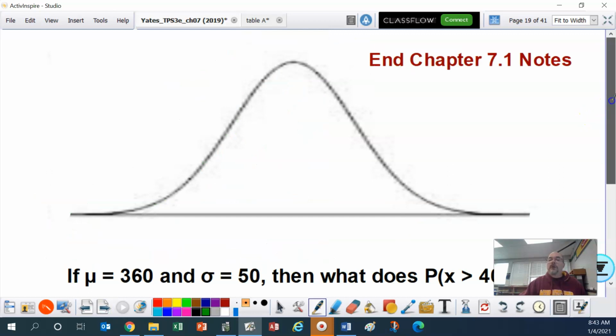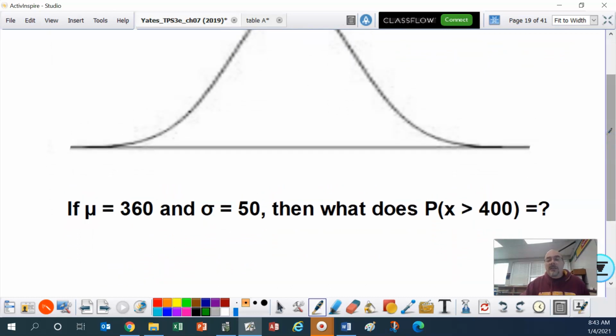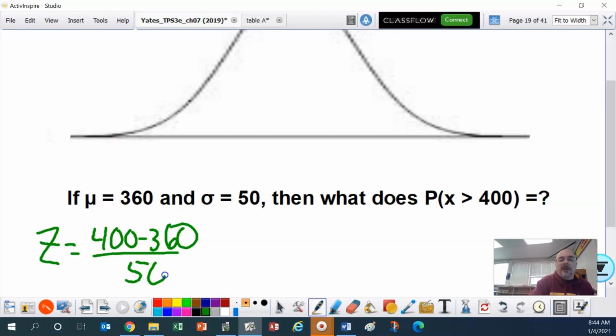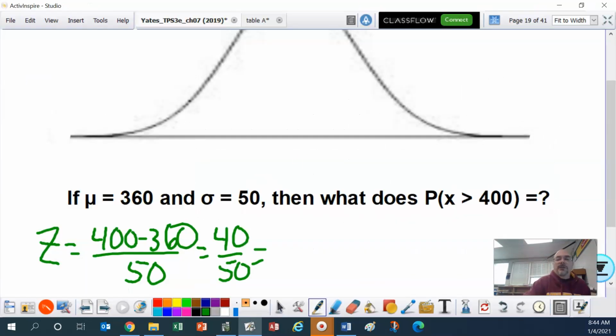Oh, we're going to end with this one. So, end of chapter 7-1 notes here. We've got a little bit of work to do. If the mean is 360 and the standard deviation is 50, then what is the probability of x greater than 400? That means we've got to use our z-score. So z equals 400 minus 360 divided by 50, so that would be 40 divided by 50, which is 0.8.